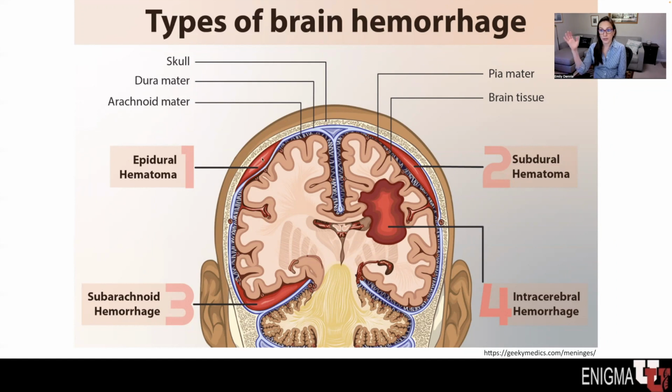These are, going from the outside in, an epidural hematoma, which means that it is under the skull but above the dura mater. There is the subdural hematoma, meaning that it is under the dura mater, but above the arachnoid. We can have a subarachnoid hemorrhage, which would be within the arachnoid space. And we can have an intracerebral hemorrhage, which just means that it's in the brain. There are also intraventricular hemorrhages. Those happen within the ventricles, or the fluid-filled spaces in the brain.